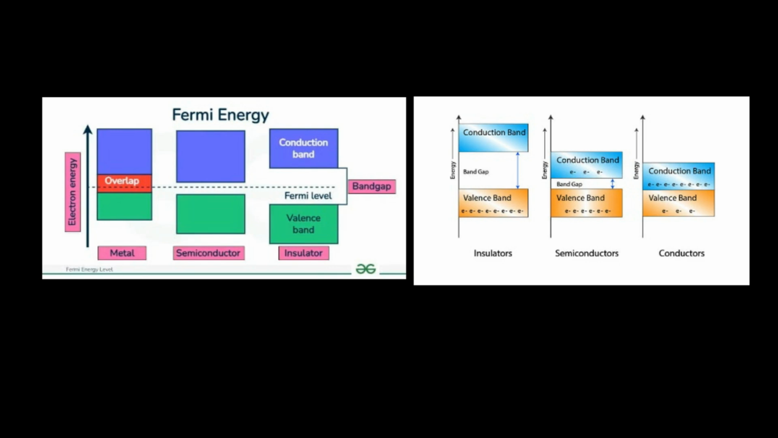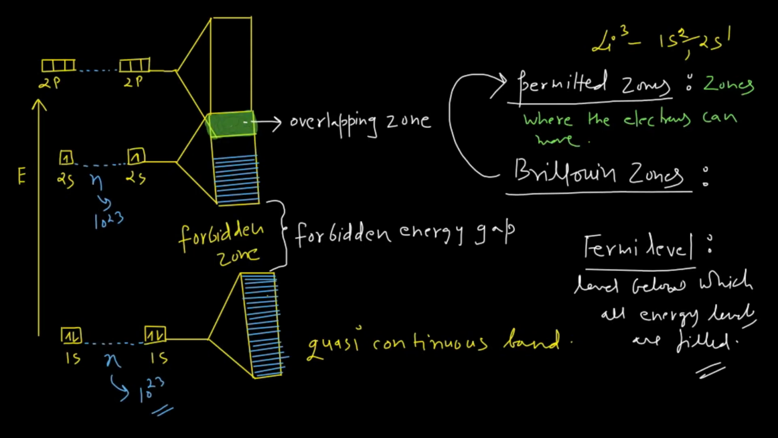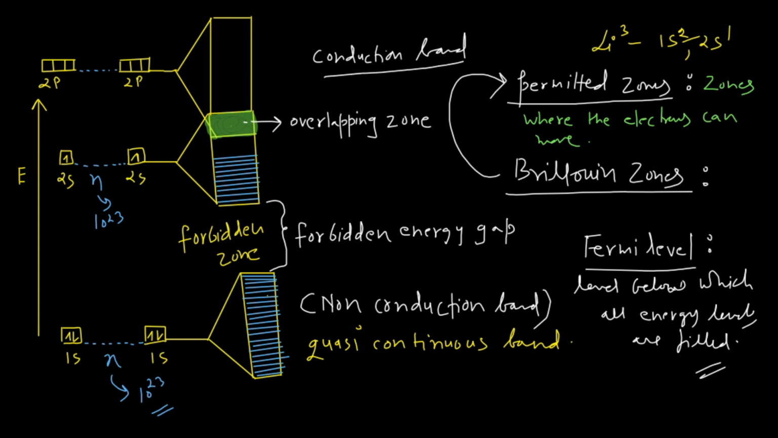So basically, if you go back, please remember this 1s band is normally known as the non-conduction band, because core electrons are not involved in any kind of conduction. But the upper one is the conduction band. However, they all are technically known as the valence band, as I already told you. So here I have explained all the things.